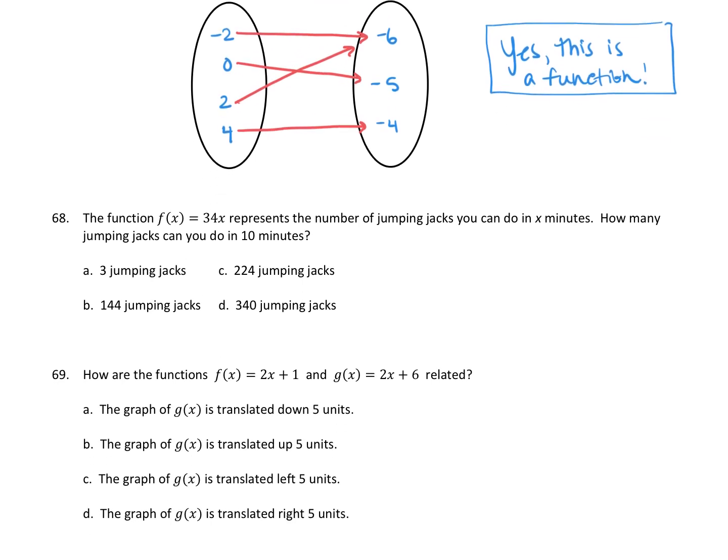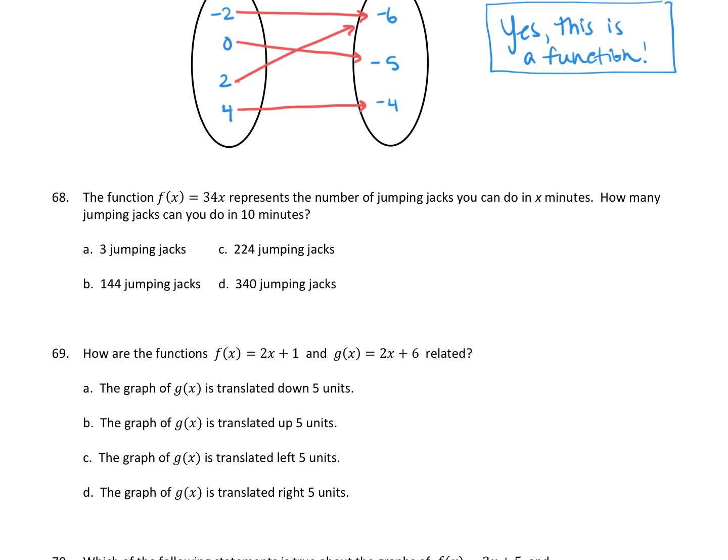All right, number 68. The function f of x equals 34x represents the number of jumping jacks you can do in x minutes. How many jumping jacks can you do in 10 minutes? So they are giving us the value to plug in for x. So let's just talk about function notation. If they want to know how many jumping jacks can you do in 10 minutes, you're going to find f of 10. And that just means plug a 10 in for your variable.